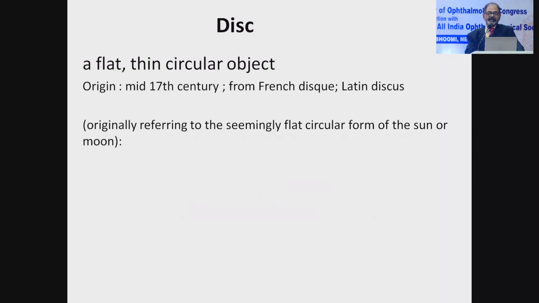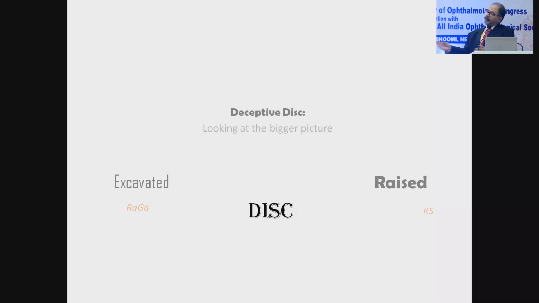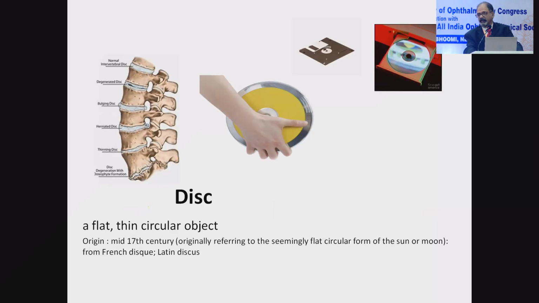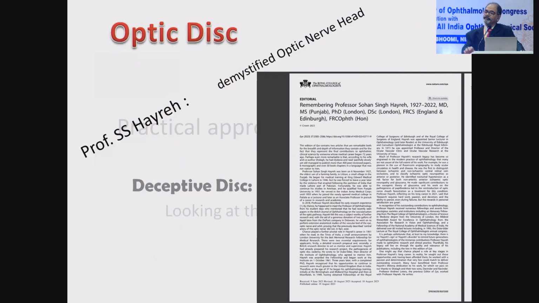Coming back to deceptive disc, what is a disc? If I look into the definition of disc, it is a flat, thin, circular object. My previous speakers were supposed to talk about excavated discs and raised discs, papilledema, and whether it is glaucoma or neurological. Well, they've not spoken, so there are a few things you have to remember from this talk and put them after their talk. We also think of the disc as an intervertebral disc, the disc as a floppy disc. So it is confusing, it is deceptive, the word disc itself.